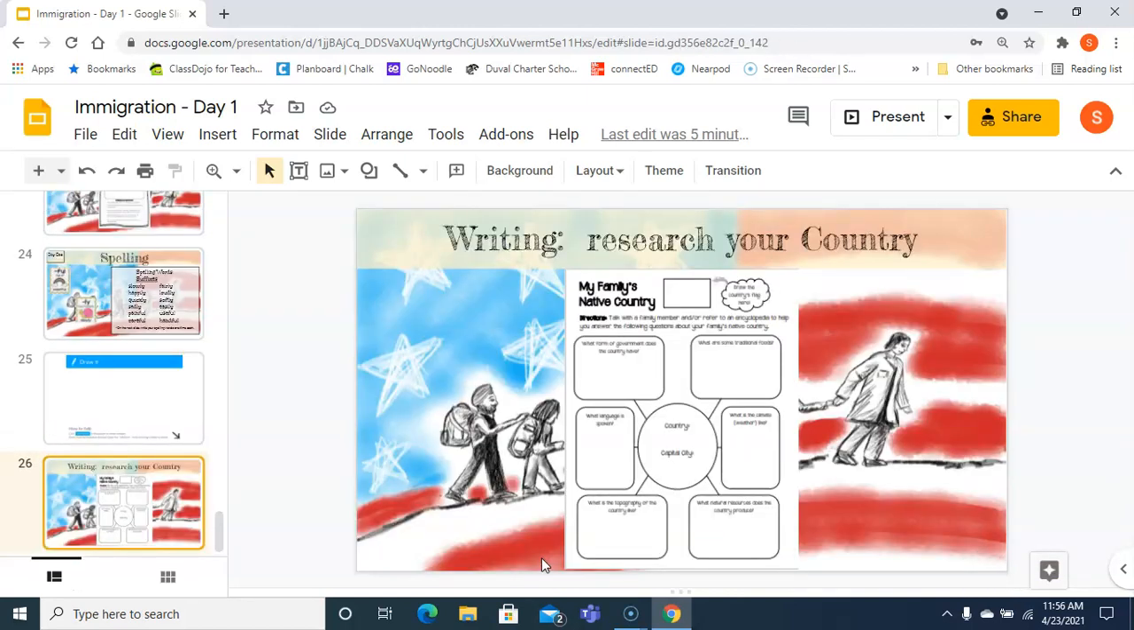And then today for writing, you are going to start to research your country. So we want you to start looking up all of these things. The sheet will be in an assignment in Schoology. Let's start to look for these things: different foods, different traditions. Look for your capital city. Tell me your country. You do not have to finish this today.